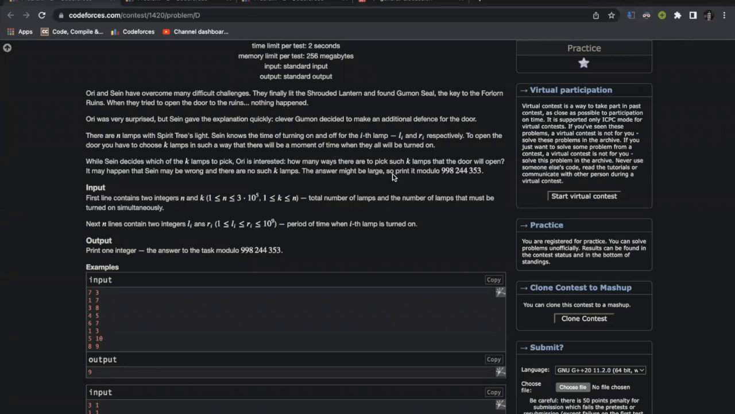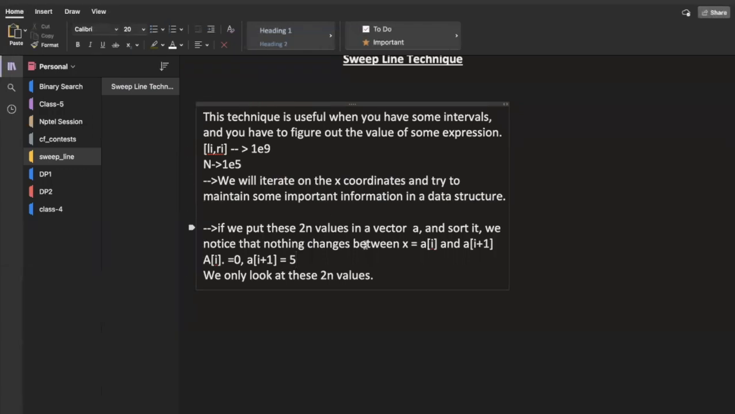Obviously, there is a very trivial way to do this. We can just look at all the combinations in which there are k lamps on, but the number of ways to choose k lamps from n lamps is nCk. And in every way, we can just try to find out their intersection and check whether it is non-empty or not, and then increment our answer. But obviously, that is going to TLE. So we have to do better than that. Try to think about what I have just explained here.